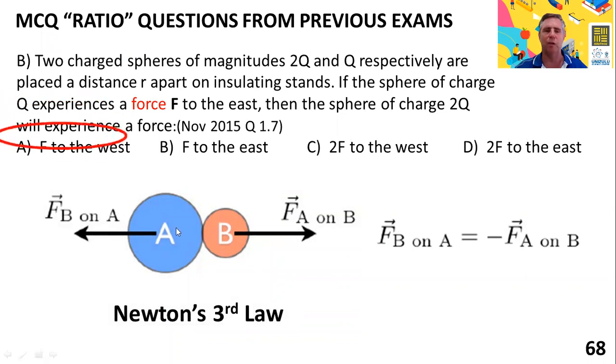So of course, the answer here must be A. It doesn't matter which charge you're looking at and whether one is bigger than the other. They both experience the same force. So it's the same force F, but in the opposite direction. The original force F was to the east. The new one must be to the west. Bit of a tricky question there, because in fact the force doesn't change.